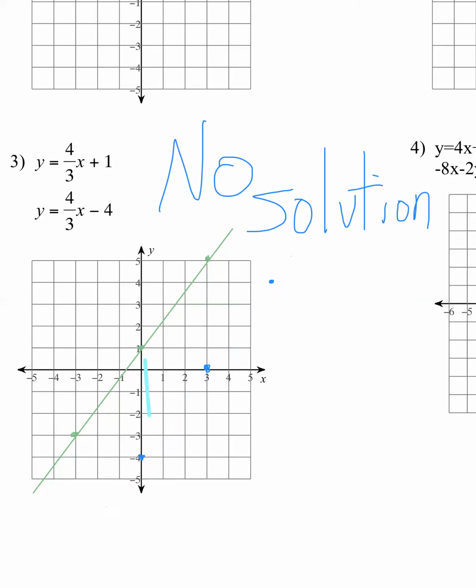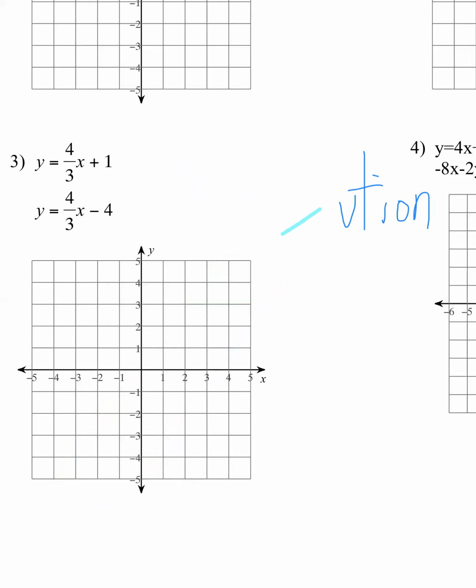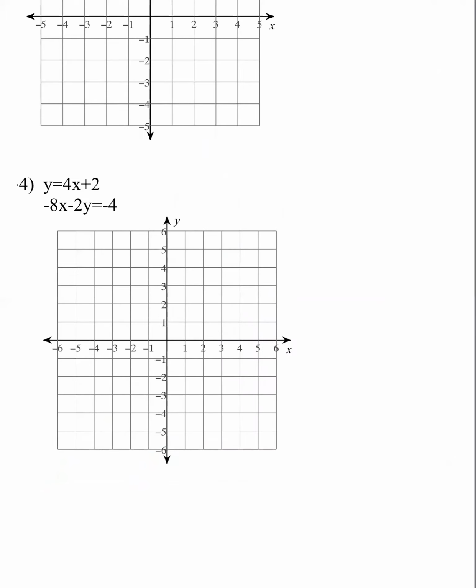Okay, let's just try number 4, and see what happens with number 4. So it looks like the top one's ready to graph. It's already in slope-intercept form. So I'll go ahead and do that. It starts at 2, and then my slope is 4. So I'll go up 4/1. I'll also go down 4, back 1, and down 4, back 1 more, just to have that all done.